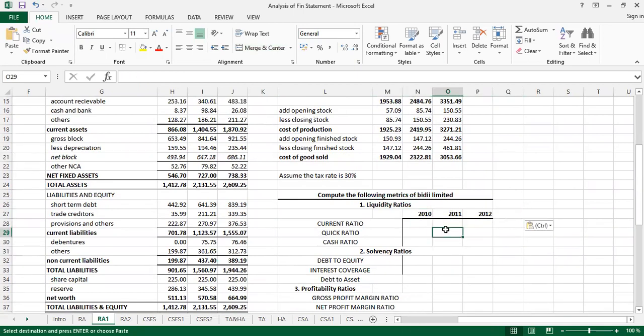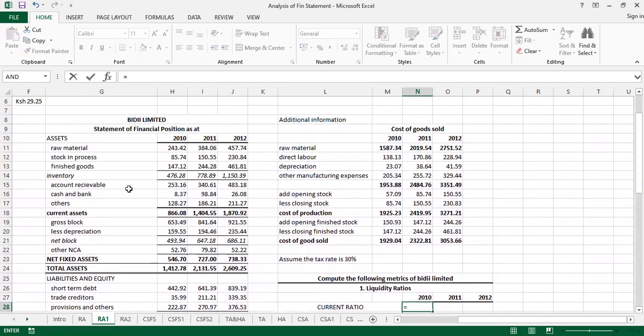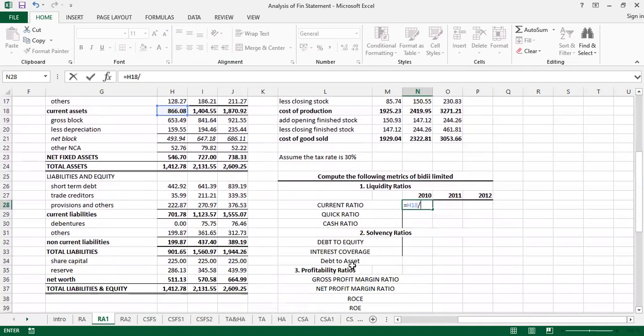So we'll start from 2010. Here it will be equals. We come to our current assets. You can see here is our current assets, isn't it? So you take that one, divide, and you must start with an equal sign. Divide by the current liabilities here, isn't it? Then I do Control Enter. So I can change it to percentage.